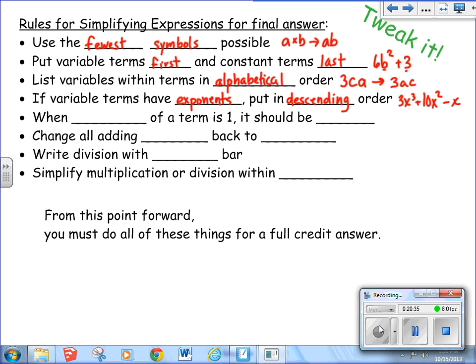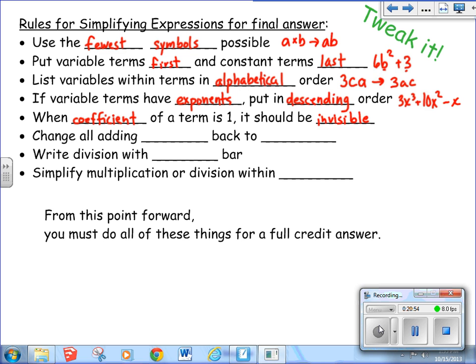Okay, so descending again means going down in powers. All right, next, when the coefficient of a term is 1, it should be invisible. Just know that, and we're talking about that.